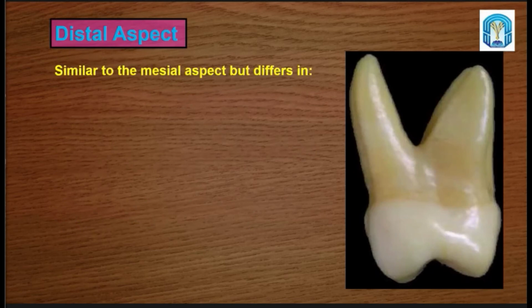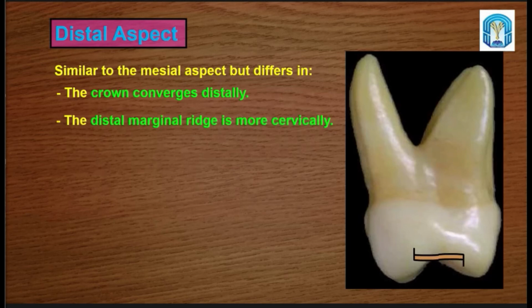Distal aspect, similar to the mesial aspect, but the difference is the crown converges distally. We told you that in the case of maxillary molars, the lingual side is a little bit smaller than the mesial side. There is lingual convergency and distal convergency. But in the maxillary first molar, the lingual convergency is not there, lingual divergency is there. The lingual side is bigger than the mesial side, but the distal side is smaller than the mesial side.